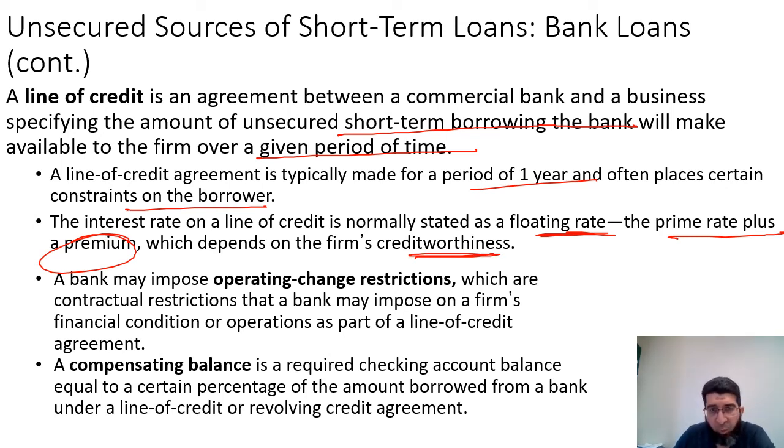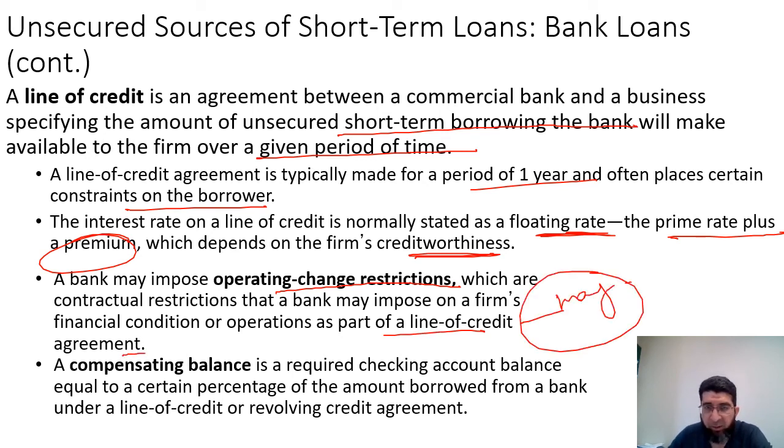A bank may impose operating change restrictions, which are contractual restrictions that a bank may impose on a firm's financial condition or operation as part of a line of credit agreement. It also depends on the magnitude of the finance. Bigger firms have more flexibility compared to smaller or less established firms with a similar line of credit, and they will face more restrictions.